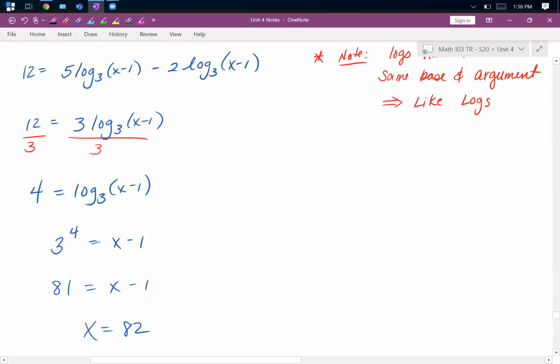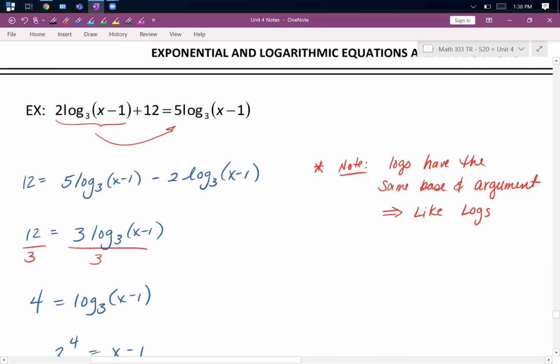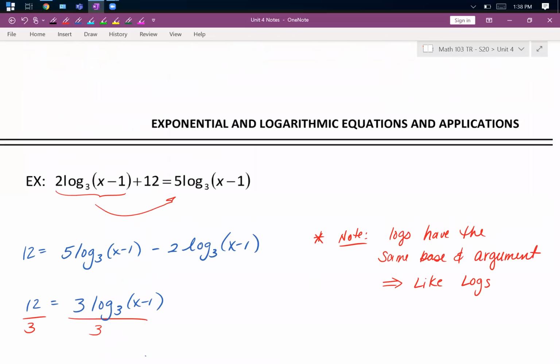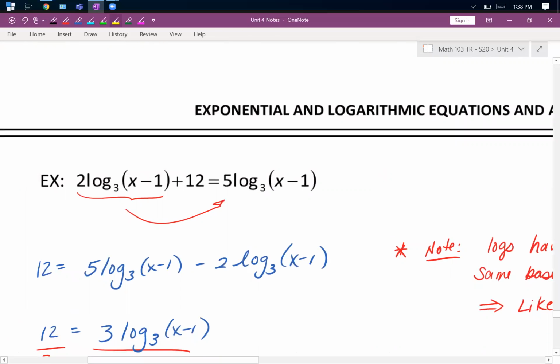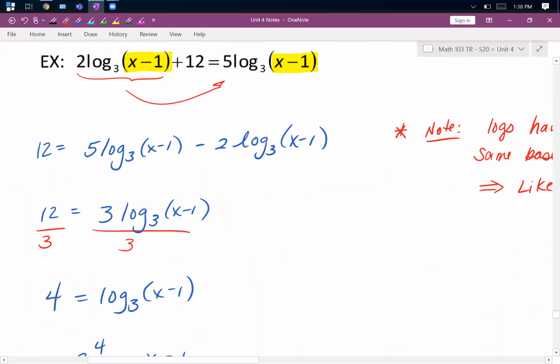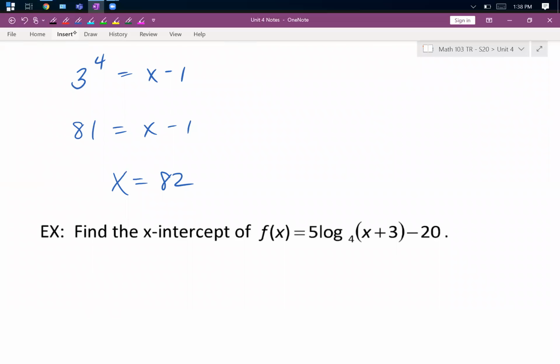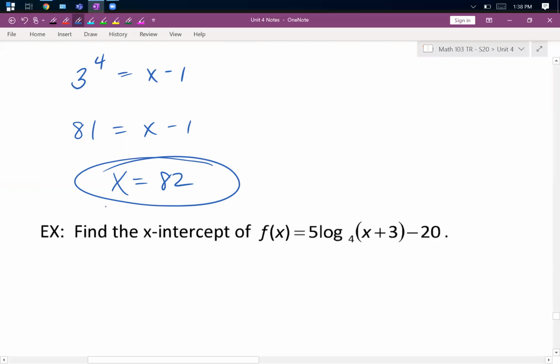Let's make sure that this answer works. We have to quickly check it in the original, to make sure we don't get an argument that's anything other than positive. So if we take 82 and plug it into our original arguments, do we get a positive? Yes. So our answer is good. Questions, anybody?